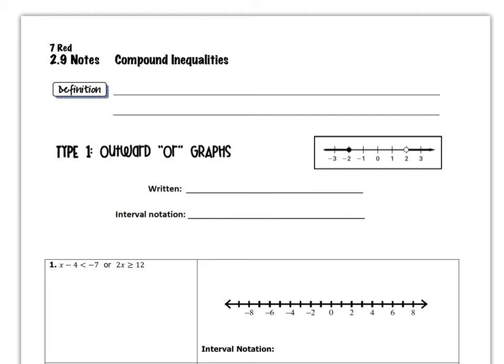Hey guys, in this next video we're going to look at compound inequalities. A compound inequality is when two inequalities are graphed together on the same number line.